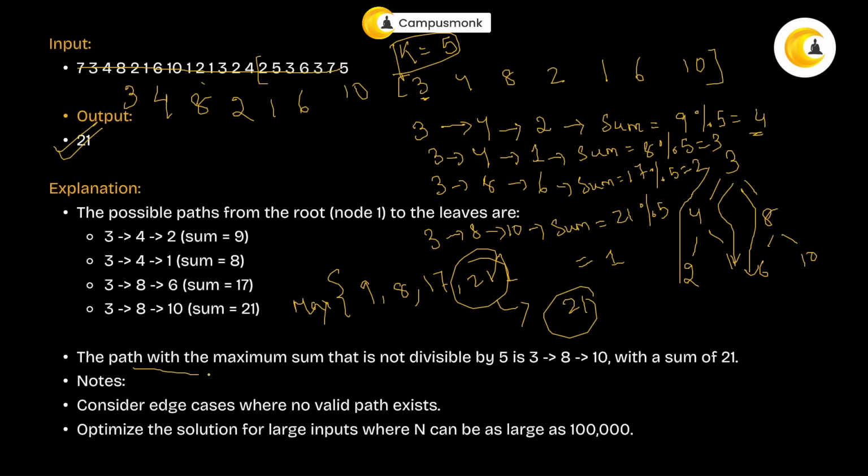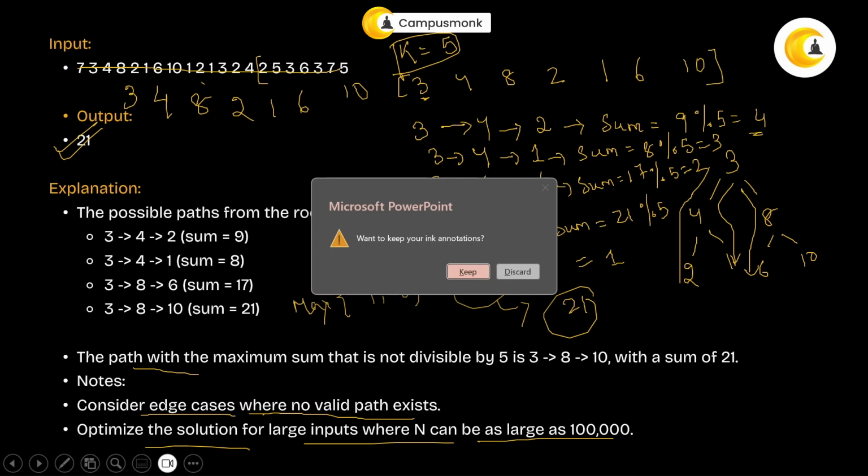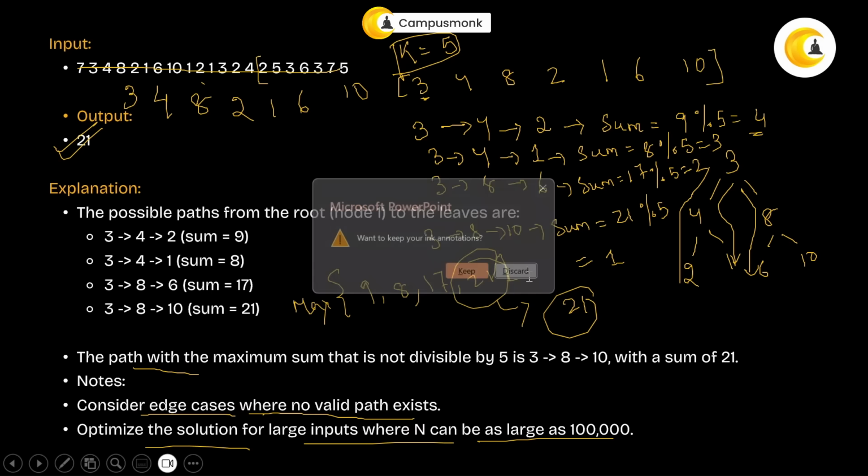It says note the edge case, consider the edge case where no valid path exists. Optimize the solution for large input where n can be as large as 100,000. Okay, so let's look into that question.